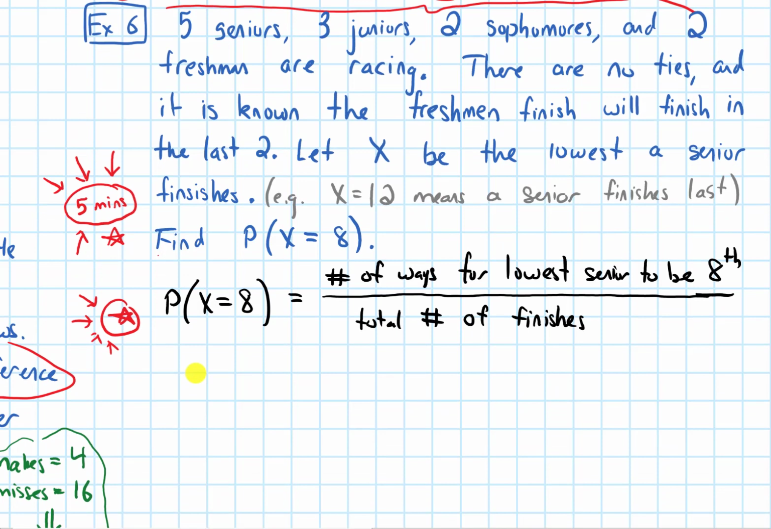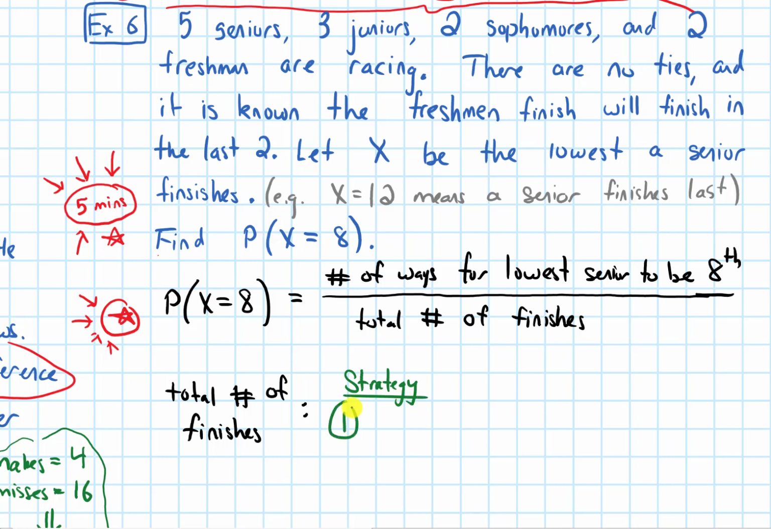Alrighty, so hopefully you've paused it and tried it for about 5 minutes or so. It's okay if you didn't finish. I mostly care about, are you thinking about the key ideas and how to begin, and what are the different things that we consider when we compute this numerator and this denominator. So let's focus on the denominator first, the total number of finishes, because that is simpler. Okay, so let's think about this in terms of strategy.